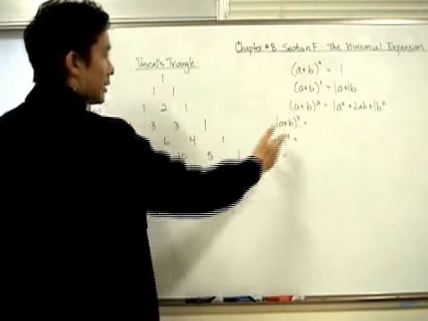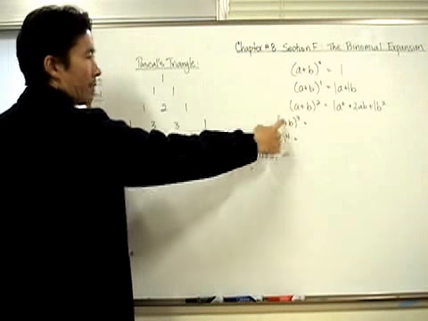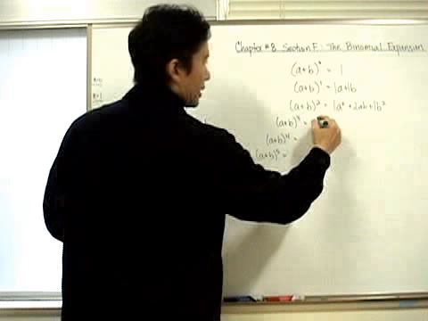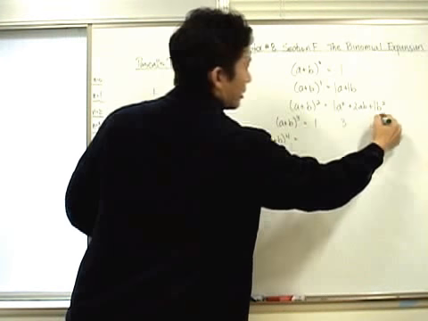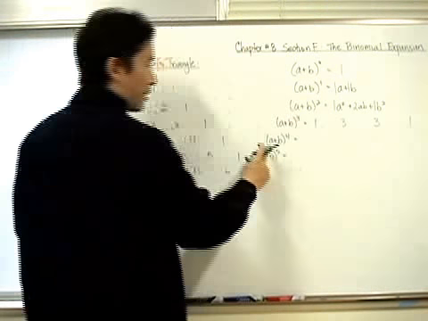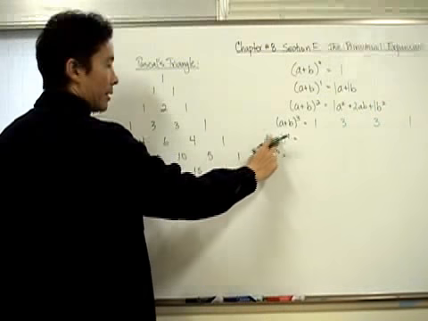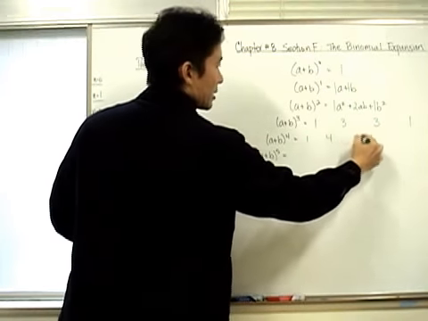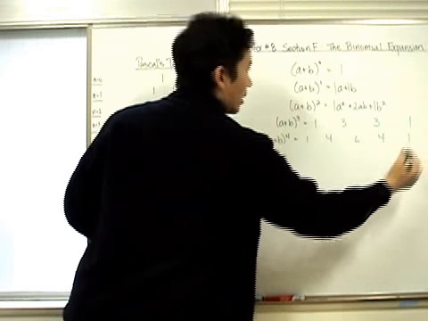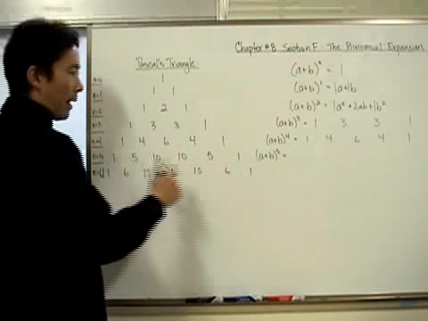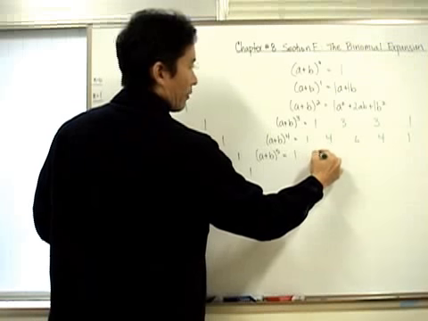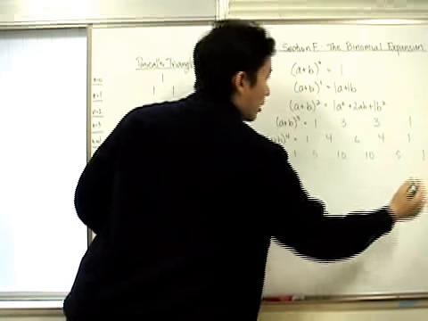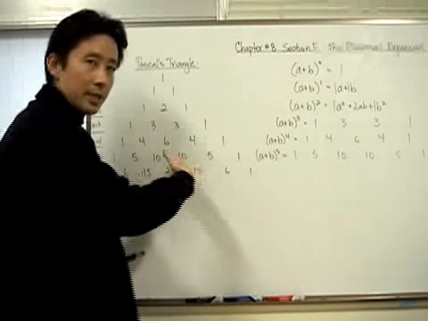So I would assume then that for a plus b raised to the third power, it'd have to go 1, 3, 3, 1. And sure enough, it does. It goes 1, 3, 3, 1. If I take a look at the fourth power of a plus b, then I got 1, 4, 6, 4, 1. If I do the fifth power, notice it's 1, 5, 10, 10, 5, and 1. And of course I could continue if I wanted to.